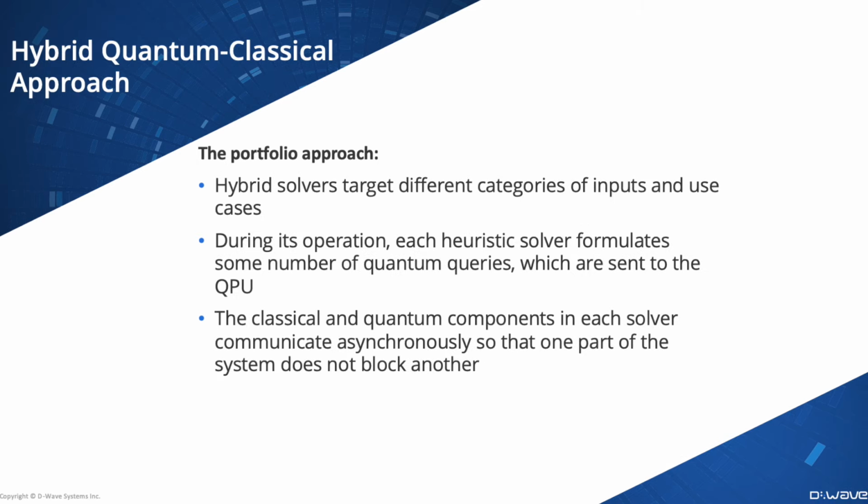So first, let's talk about this hybrid quantum classical approach. It's a portfolio approach in the sense that the hybrid solvers target different categories of inputs and use cases, and each heuristic solver formulates some number of quantum queries which are sent to the QPU. The classical and quantum components are asynchronous, so that you don't have blocking in the system when the QPU is called. In other words, it can call the QPU in the background and get the results back without interrupting the classical processing that it's doing.